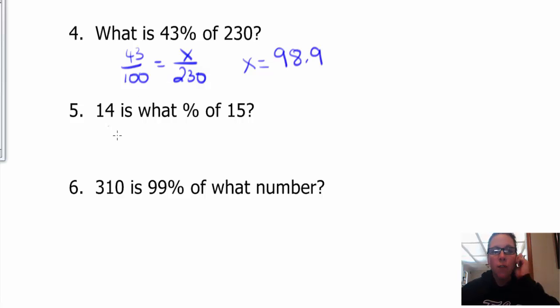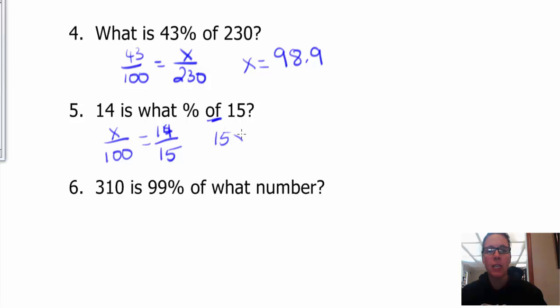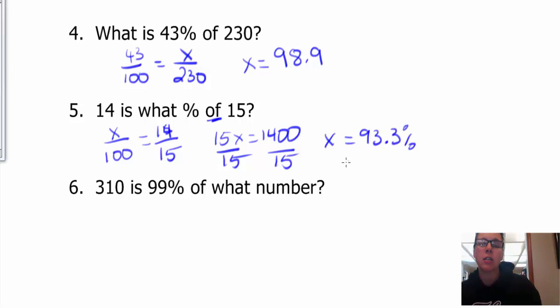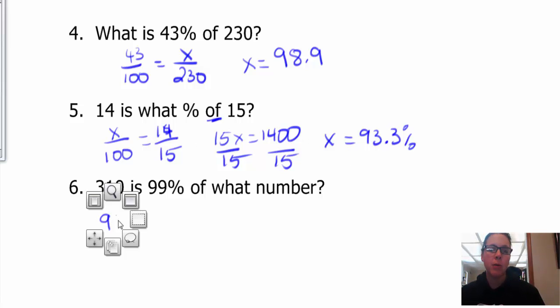Okay. So 14 is what percent of 15? We're looking for percent, and don't forget to label your percents. So it's going to be 14 over 15, part over whole. Again, we cross multiply. You're going to end up with 15x equals 1400. Divide by 15, divide by 15. X equals 93.3%. So what you get in your calculators is what you get. You don't have to move your decimal, because we've already put it over 100.